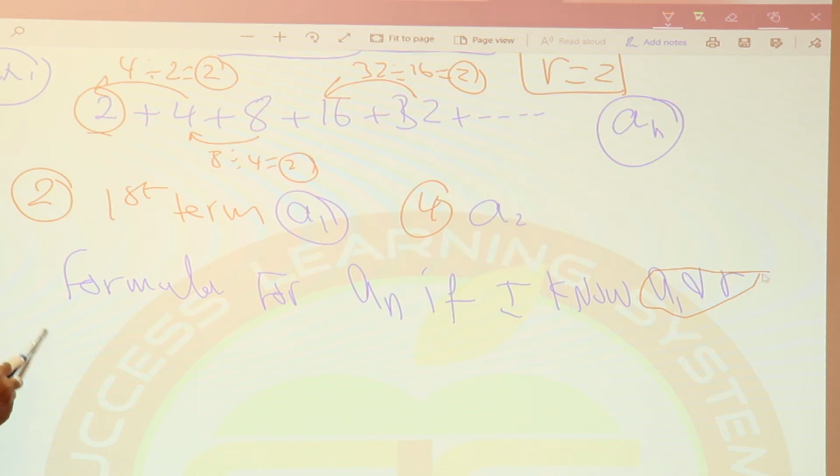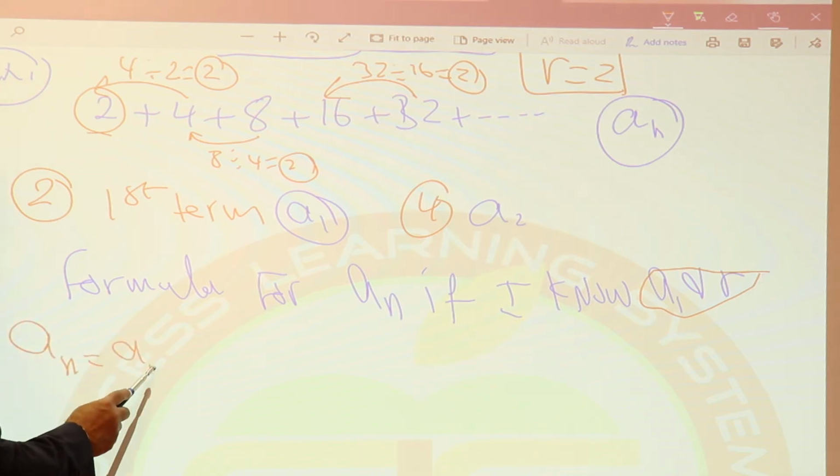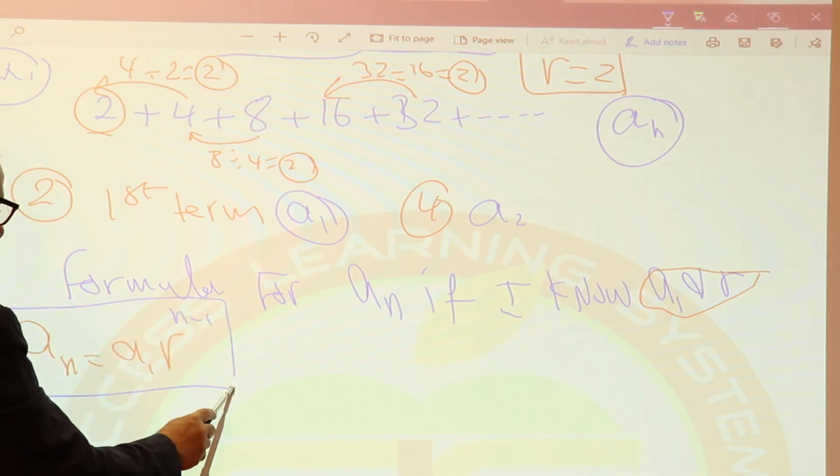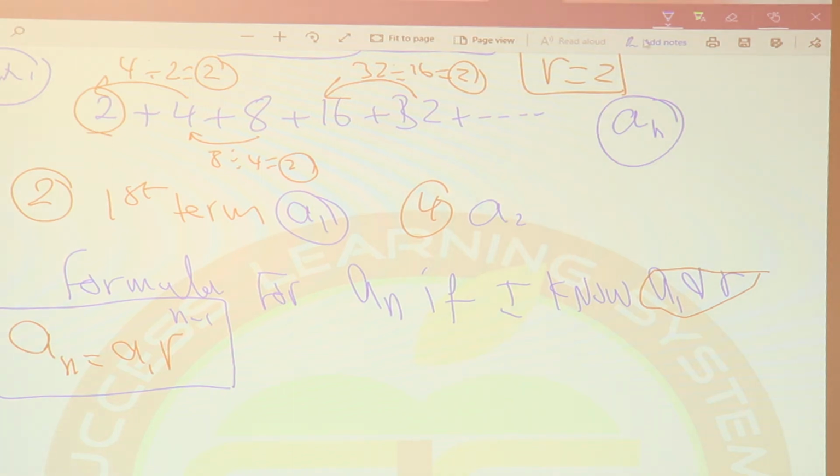This formula: An equals A1 times R to the power of n minus 1. This is my formula, the formula that helps me find any term in the geometric series.